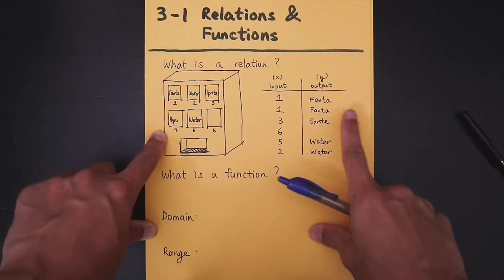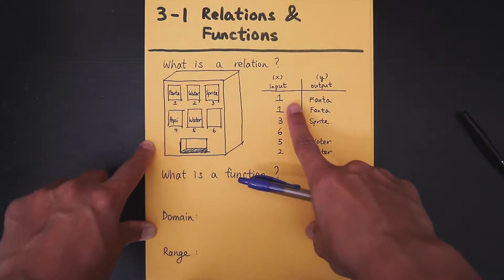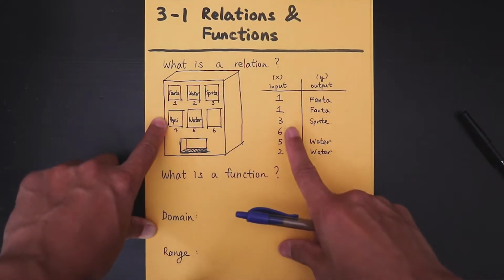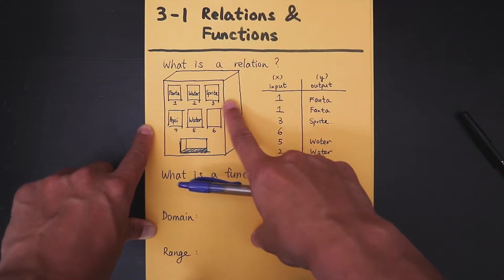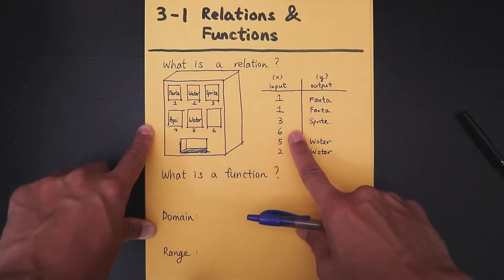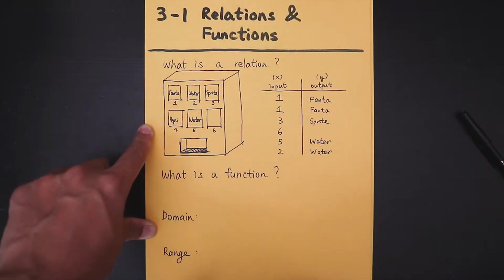So far, based on this table, the machine is working properly, because if I press the 1, I get Fanta as is stated. If I press a 3, I'll get Sprite as is stated. If I press a 5 or 2, I'll get water as is stated. And if I press a number 6, I'll get nothing as is stated, right?